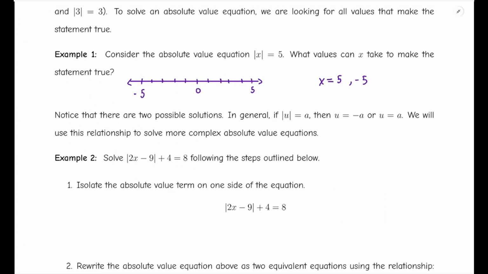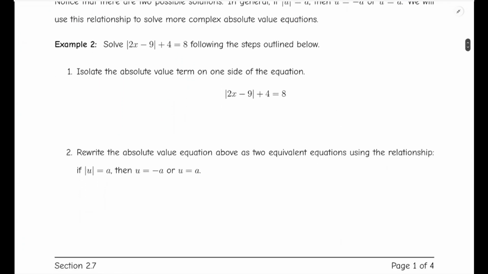Solve the absolute value of 2x minus 9, plus 4, equals 8, following the steps outlined below. Isolate the absolute value term on one side of the equation. When I say isolate the absolute value, what that means is to get this expression by itself. The only part of this equation that is not in that expression is the 4, so I'm going to subtract the 4 from both sides. So you get the absolute value of 2x minus 9 is equal to 4.